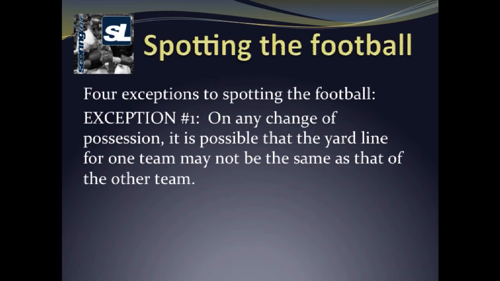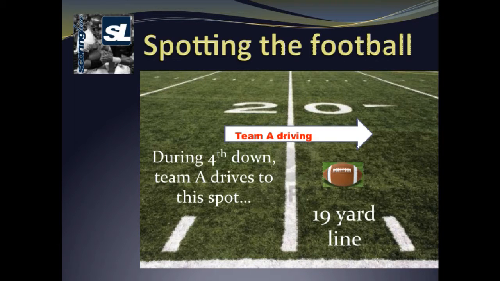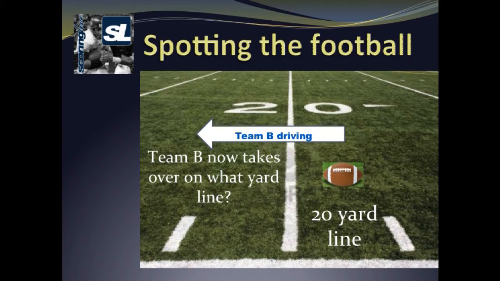So again, the situation here: Team A is driving. During 4th down, the team drives to this spot right here. Now for Team A, we're going to spot the ball on the 19-yard line, right? But since now it's Team B's ball, because the 4th down did not create a first down, the ball's still spotted there, but now where's the ball spotted for Team B on first down? On the 20-yard line.